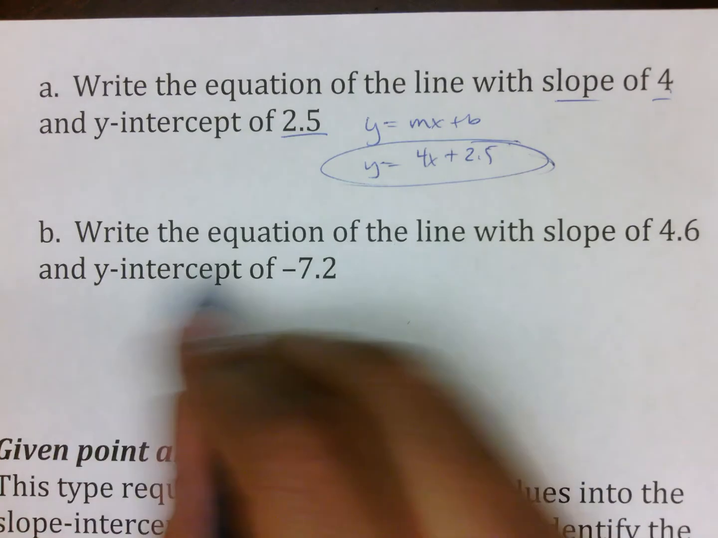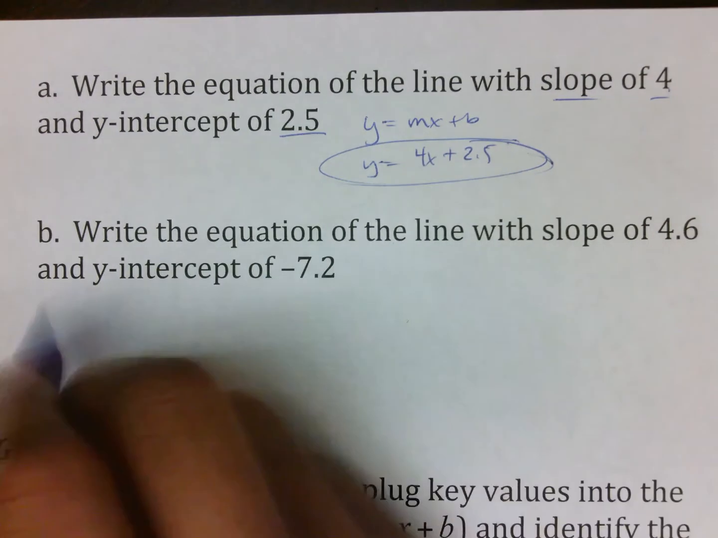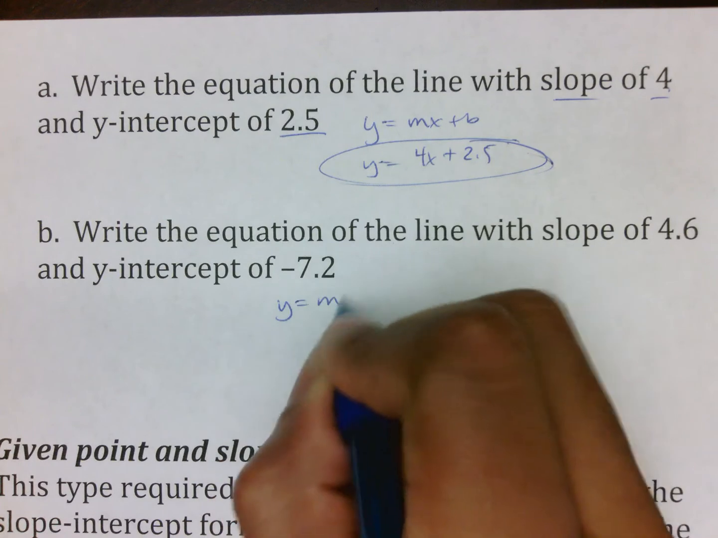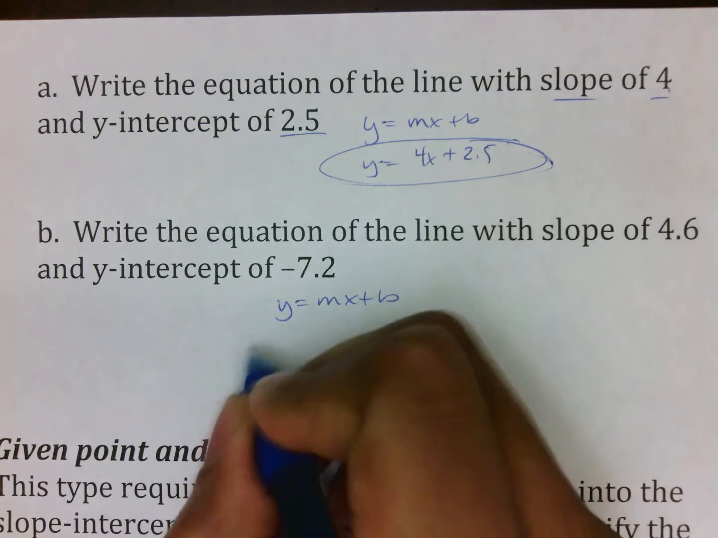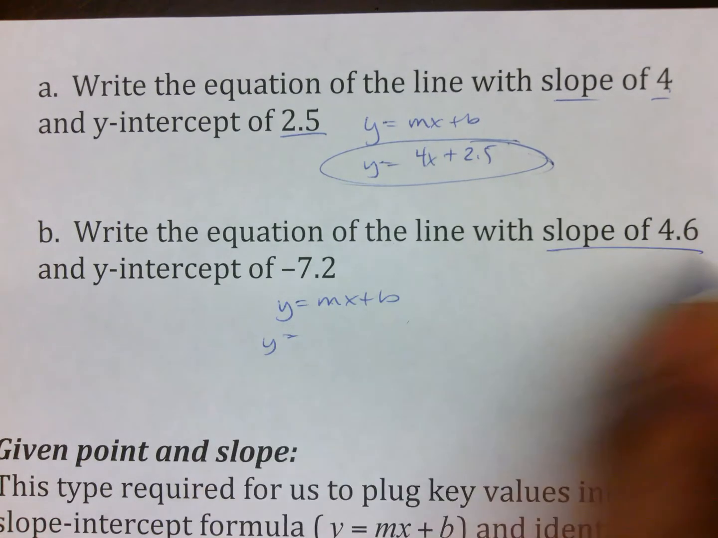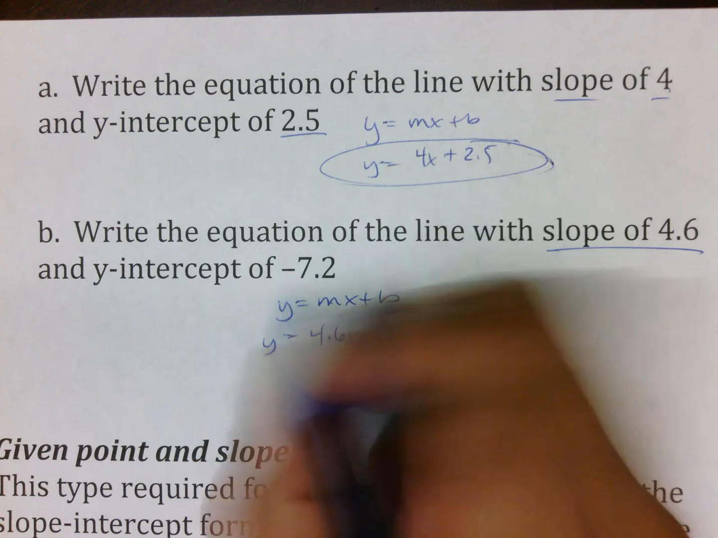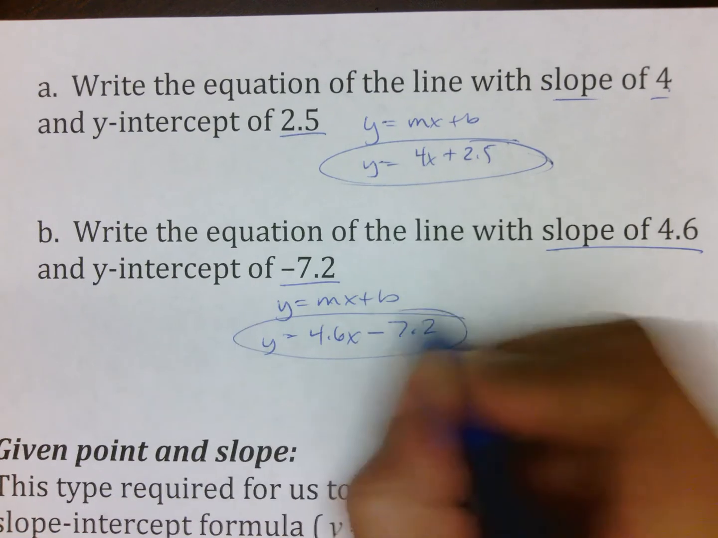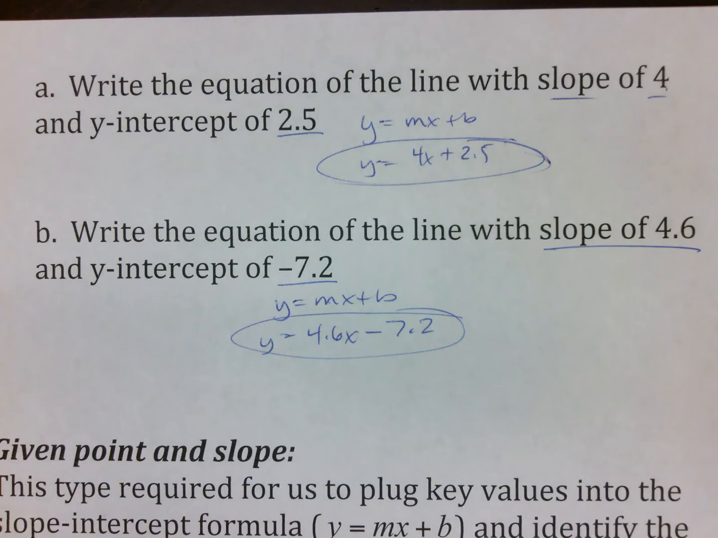The next one talked about writing the equation of a line with a slope of 4.6 and a y-intercept of -7.2. So again, using y equals mx plus b, you want to make sure you plug in your slope for m, which is 4.6x. A -7.2 means put -7.2. And again, that would be the way that you deal with that question. Alright.